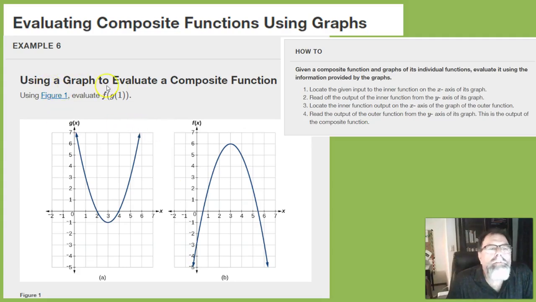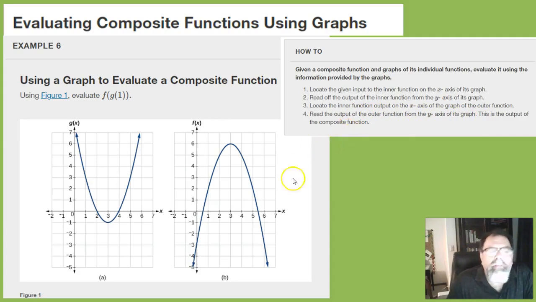Example 6, use a graph to evaluate a composite function. Here's the technique. You locate the given input to the inner function. Remember, we start inside out, on the x-axis of the graph. Read off the output of the inner function from the y-axis of the graph. Then locate the inner function output on the x-axis of the graph of the other function, and read the output of the outer function from the y-axis of its graph. This is the output of the composite function.